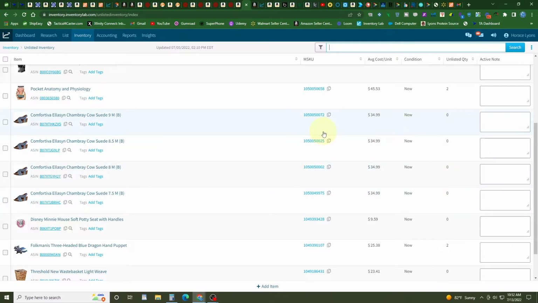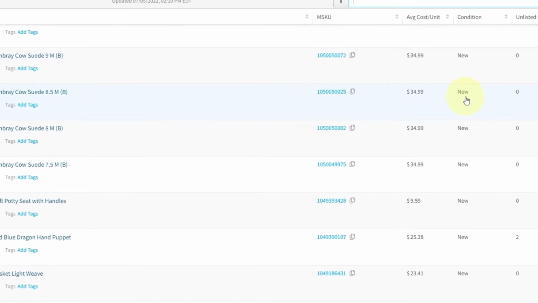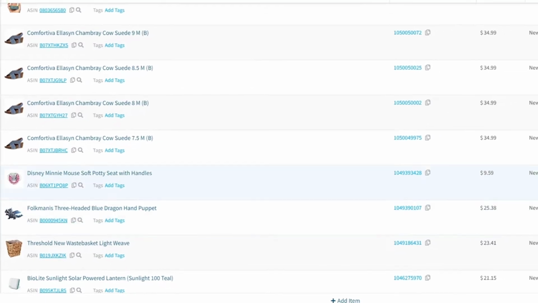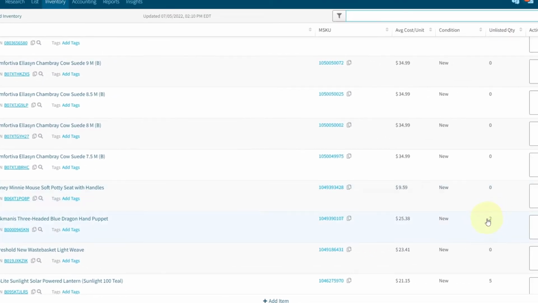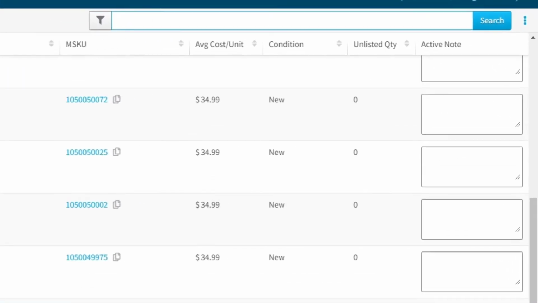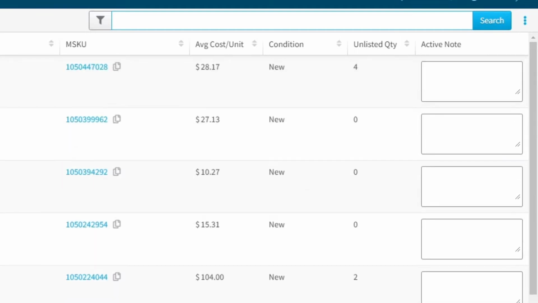zeros because I've gone ahead and sent those in to the warehouse. Now you look at this puppet right here. There's two of them because they're sitting, it's unlisted, and they're sitting in my warehouse, what I call a warehouse, my basement. But watch what happens.